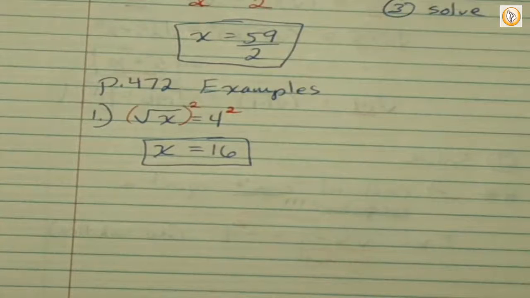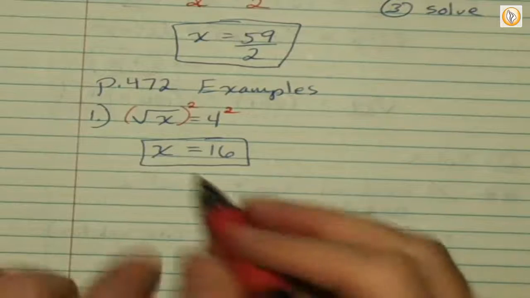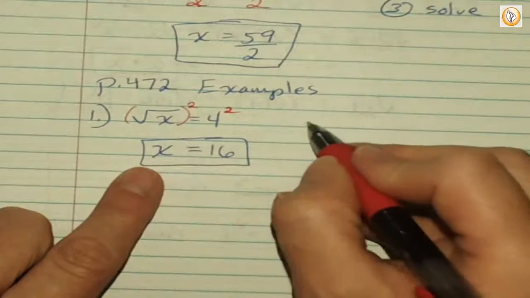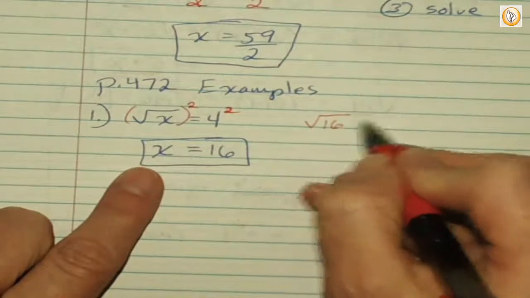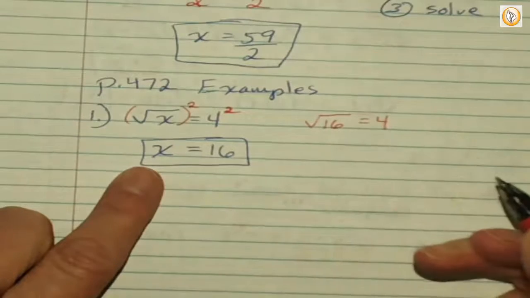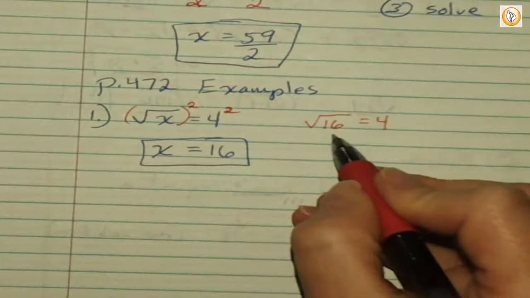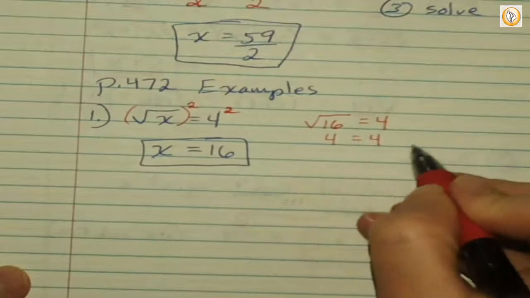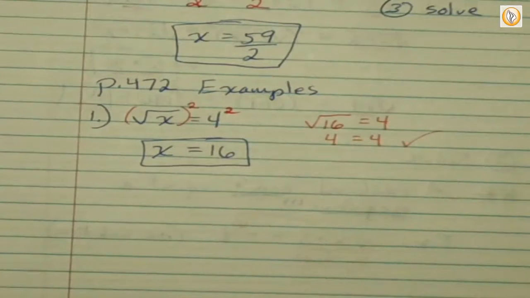Now, if you want to check yourself, if x equals 16, then you're just going to replace this x in the original problem. Square root of 16 equals 4. Well, what's the square root of 16? 4. Oh, look, 4 equals 4. That checks. So that's how you would check your work, right?